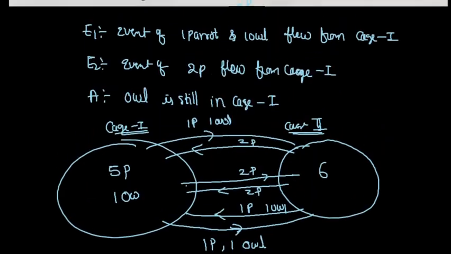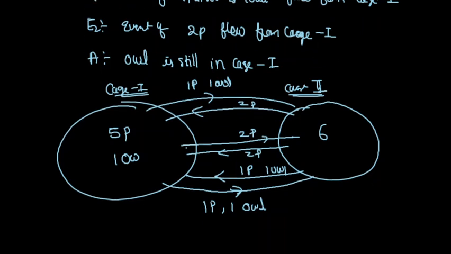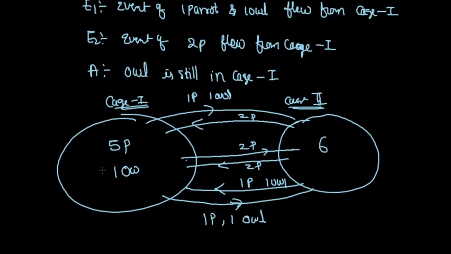Now, E1 is what? One parrot and one owl flew from cage 1. E2 is the event of 2 parrots flying from cage 1. These are the 2 events we have, and A is the owl still being in cage 1. We need the owl to stay in cage 1. In the first case, one parrot and one owl go to cage 2, and from there one parrot and one owl come back.